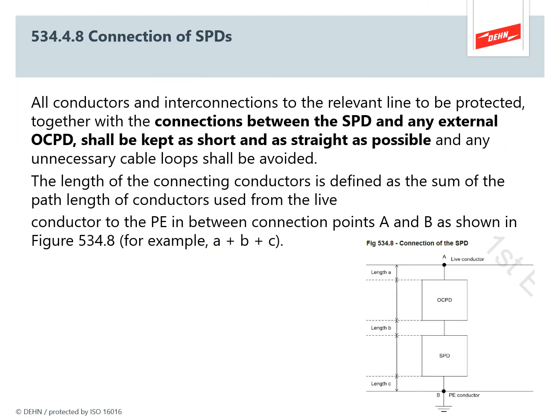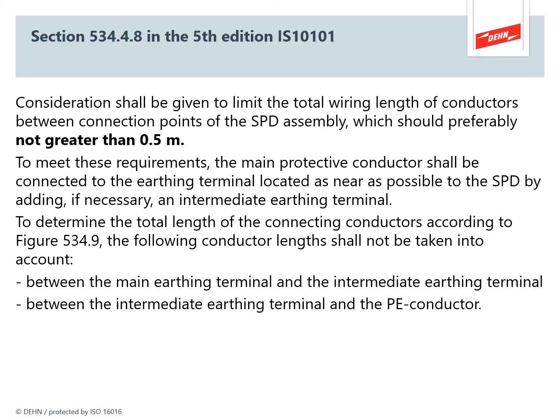So according to the standard, we need to keep these cables as short and as straight as possible and to avoid loops. And there are 3 possible cables, A, B and C. But if you go for the integrated overcurrent protection device, cable B is removed altogether, along with, of course, the OCPD. So that gives you a bit more flexibility.